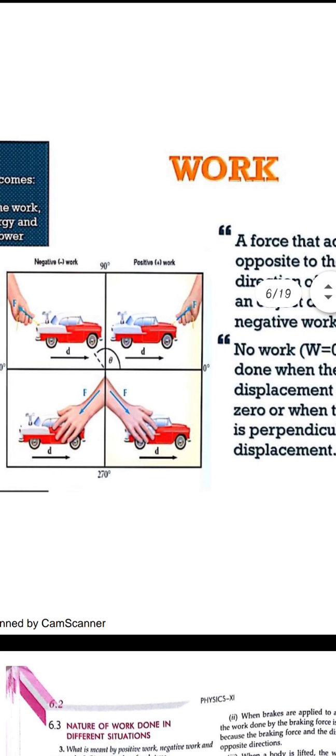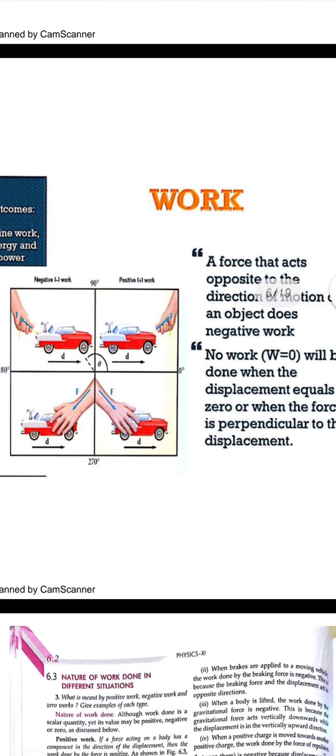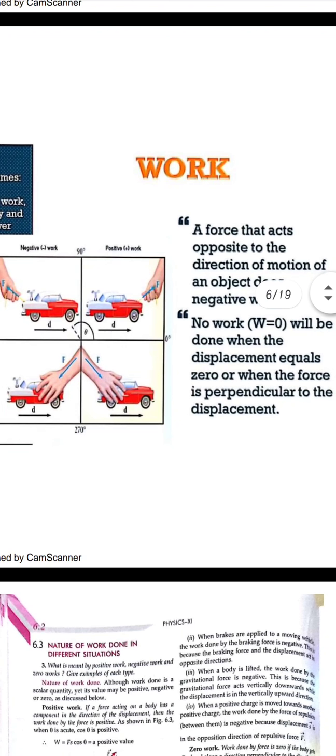We have seen that by applying a force at an angle, the body will move in the direction of the force itself. But sometimes you apply the force in one direction and the body displaces in the other direction. Then the work is said to be negative, because it is moving opposite to the direction of the force. Similarly, if the body is moving in the direction of the force, it is said to be positive work.